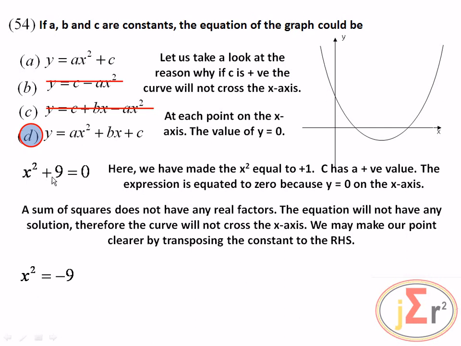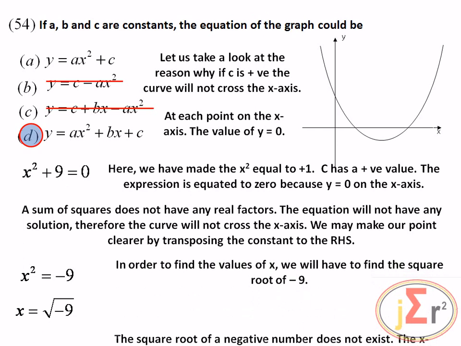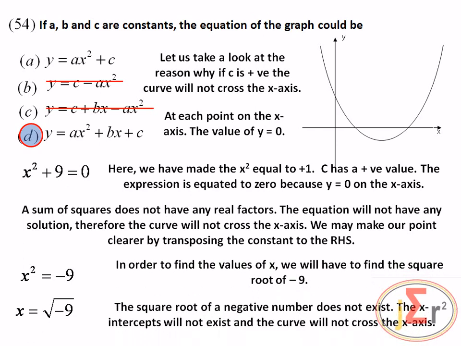When we transpose this positive 9, we get a negative 9 on the right-hand side, then x squared is equal to negative 9. In order to find the value of x, we will have to find the square root of negative 9. The square root of a negative number does not exist. Just try that on your calculator. The x-intercepts will not exist, and the curve will not cross the x-axis.